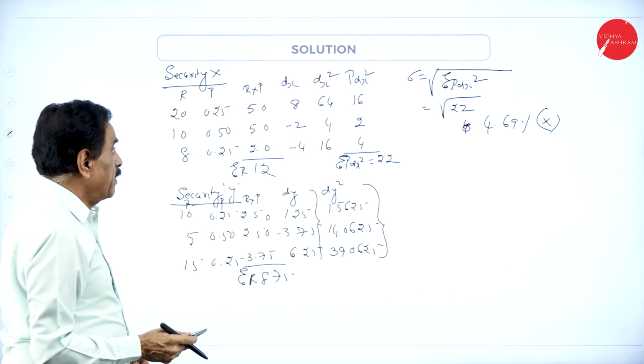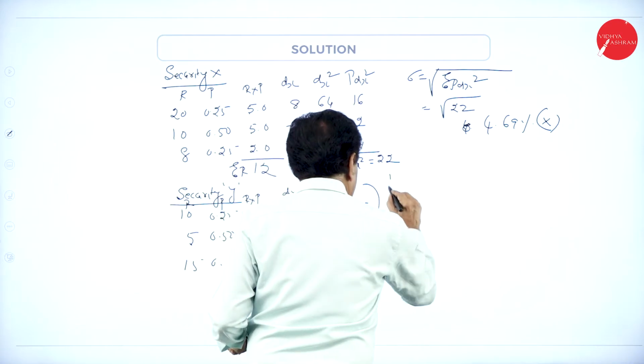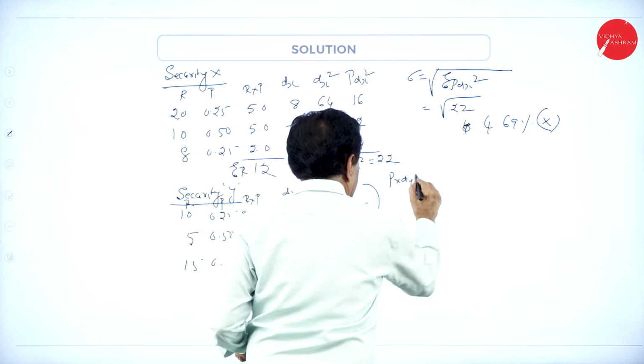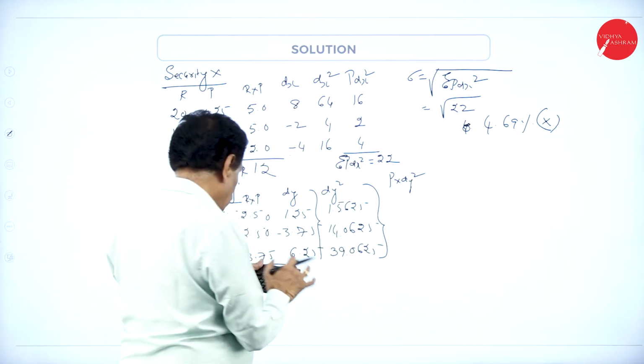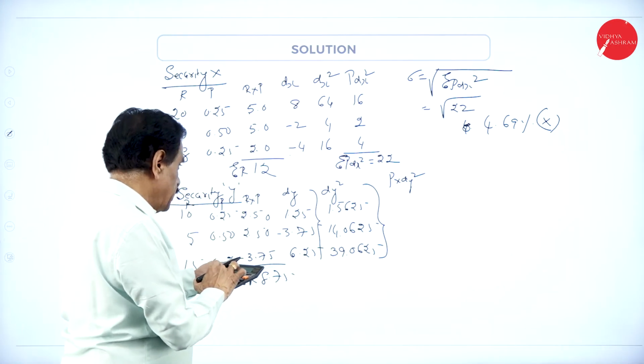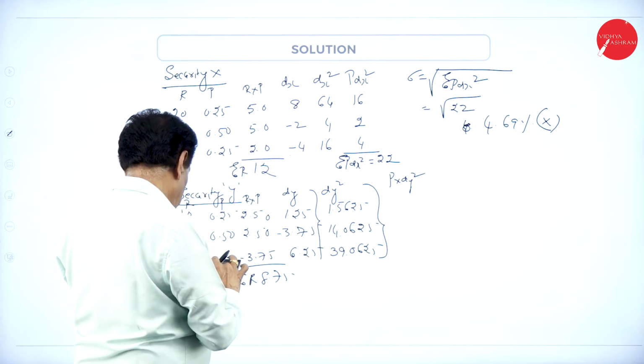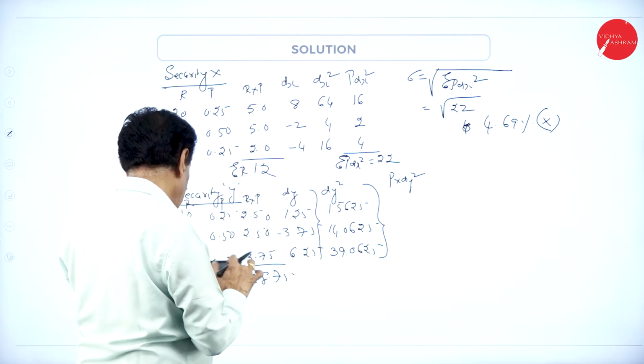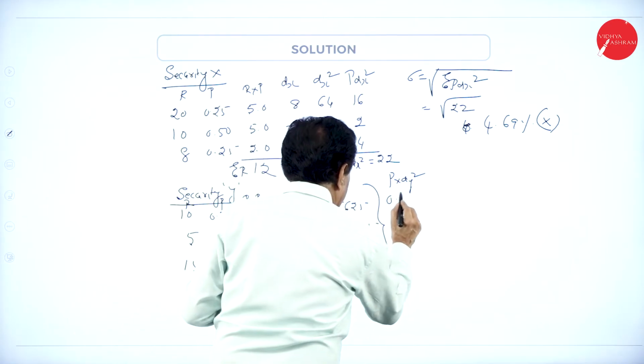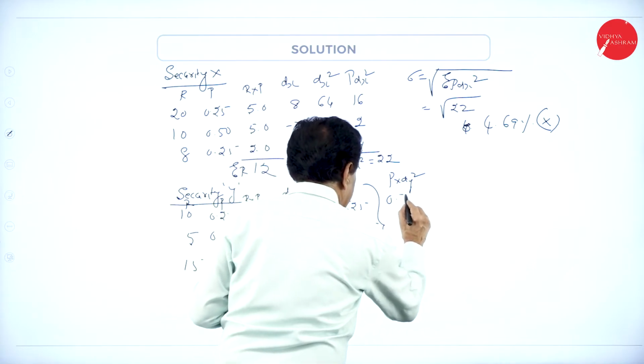Okay, dy square. Then p dy square, p into dy square. I will repeat: 1.5625 into 0.25 is 0.3906.